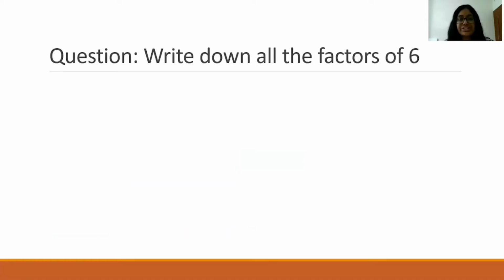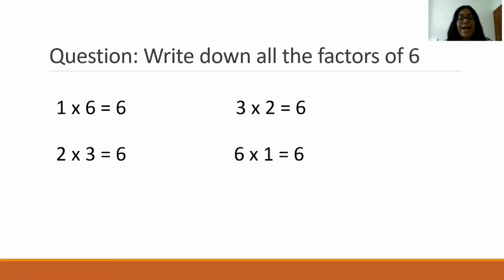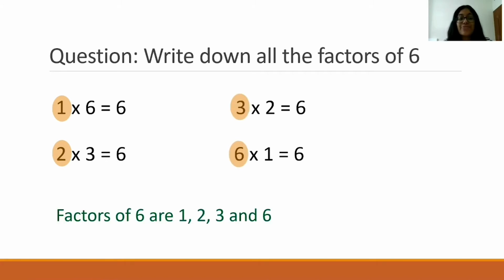Now let's do a question. Write down all the factors of 6. Now we know that 1 into 6 is 6, 2 into 3 is 6, 3 into 2 is 6, and 6 into 1 is 6. So what are the factors? The factors are 1, 2, 3, and 6. So the factors of 6 are 1, 2, 3, and 6.